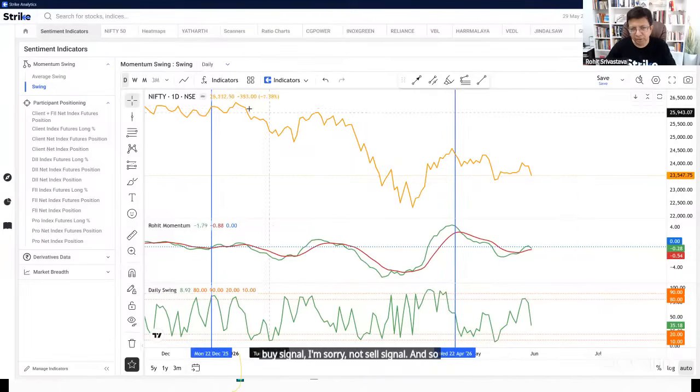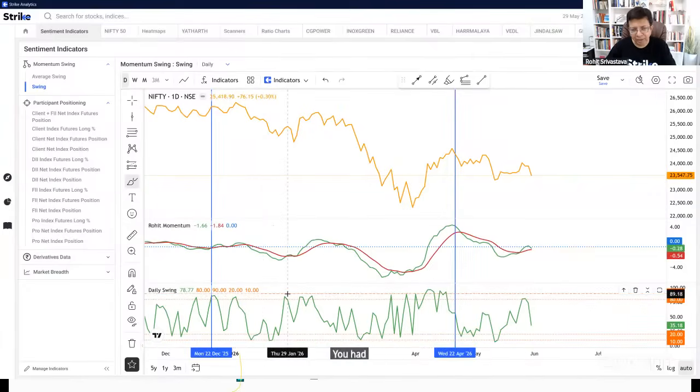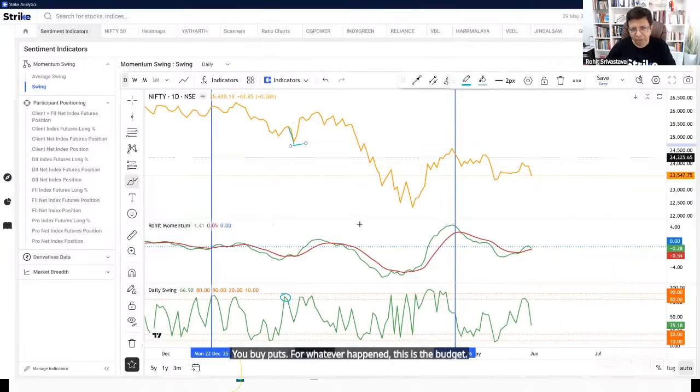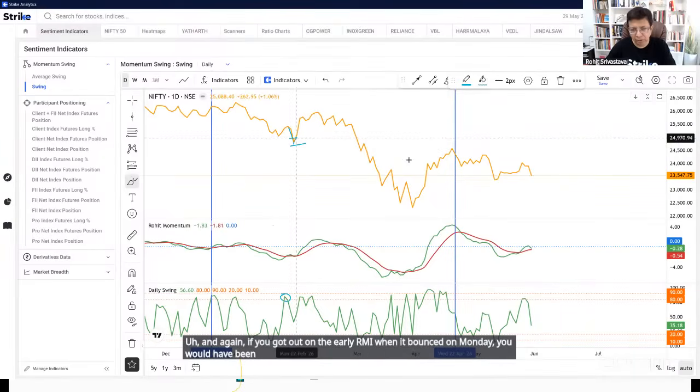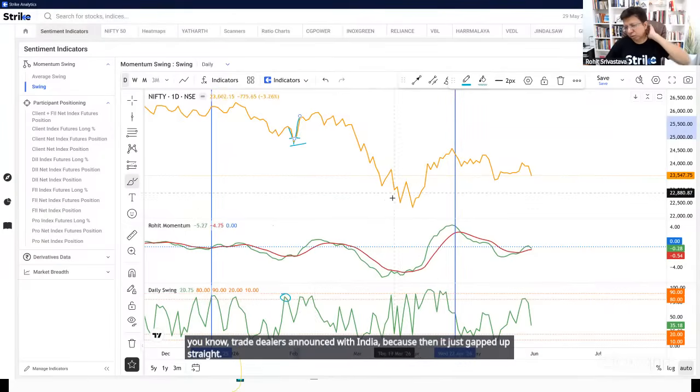And so throughout this it was in sell mode, so that meant that every time you had a high reading like this one, you buy puts. What would have happened? This was the budget. On budget day it fell because of STT. You could have made a good gain. And again, if you got out on the early RMI signal, you would have been out before the trade deal was announced with India, because then it just gapped up straight by over 1,000 points.